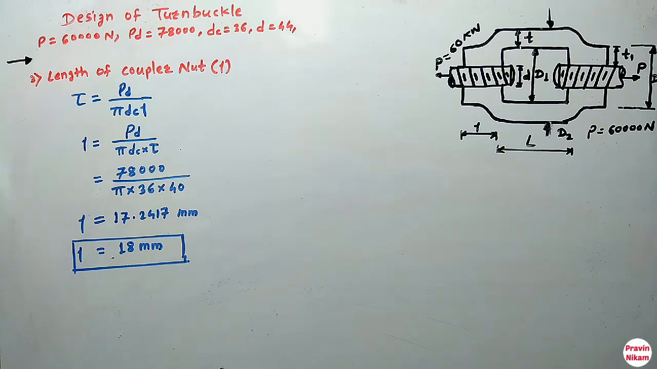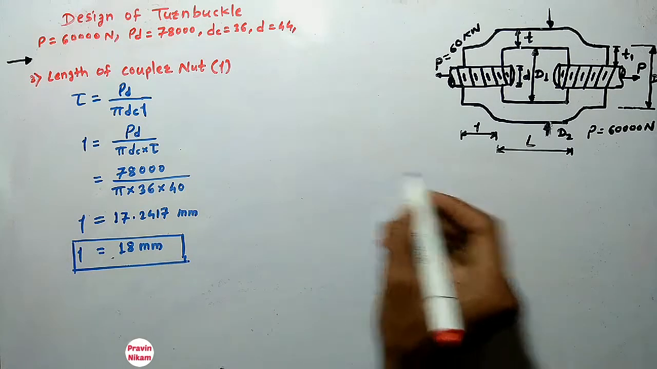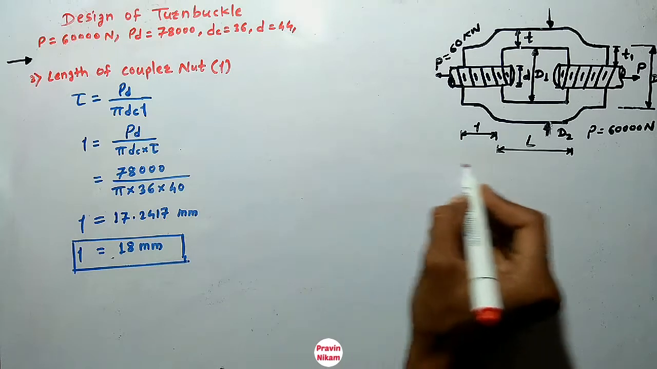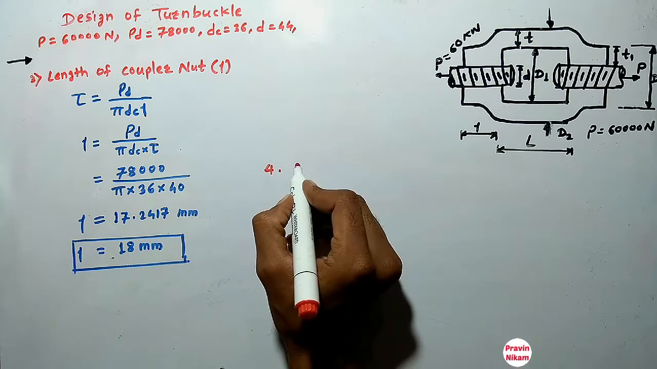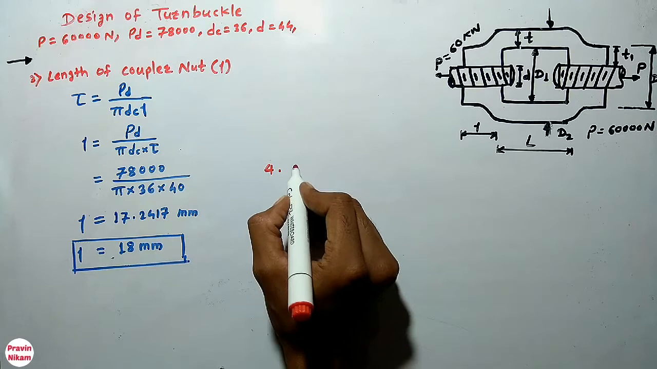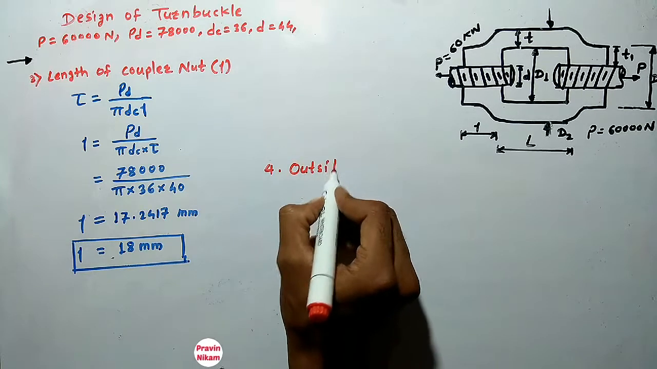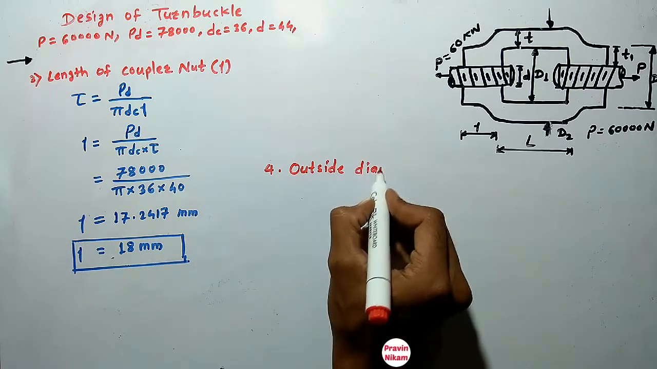Now the fourth dimension, dimension number 4, is the outside diameter of the coupler nut.